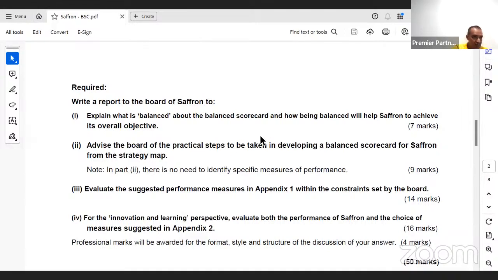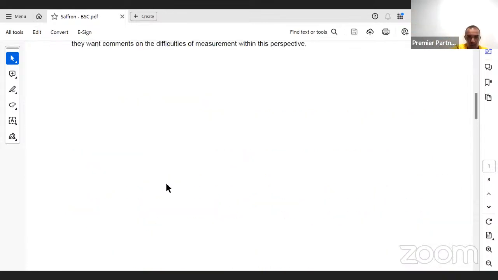Okay, now look at this. Second part. Advise the board of the practical steps to be taken in developing a balanced scorecard for Saffron from the strategy map. 9 marks. In part 2, there's no need to identify specific measures of performance. Because as a tendency, when you say customer perspective, you want to say what the measures are. No need to do that. Now let's go back to the paragraph.